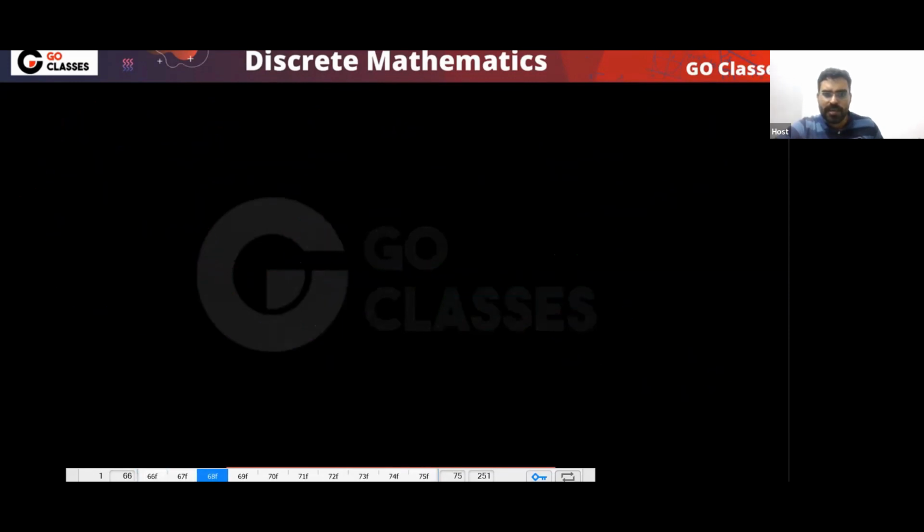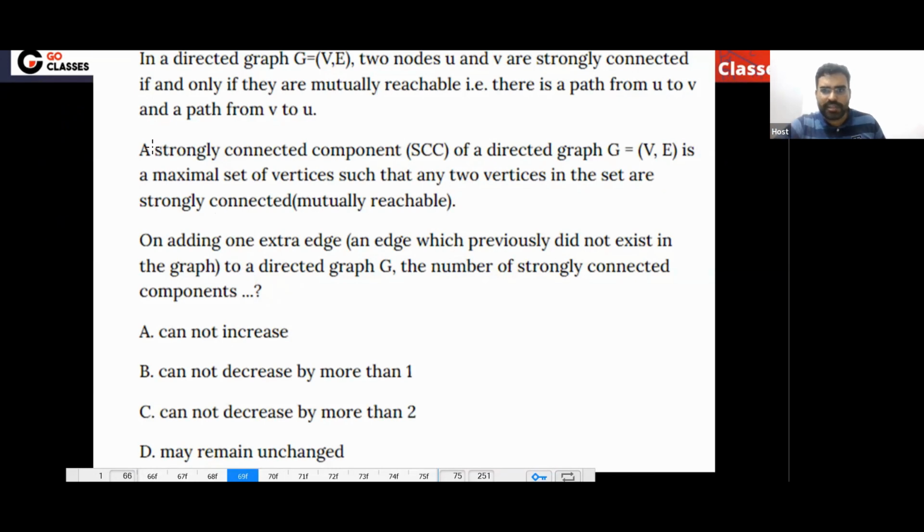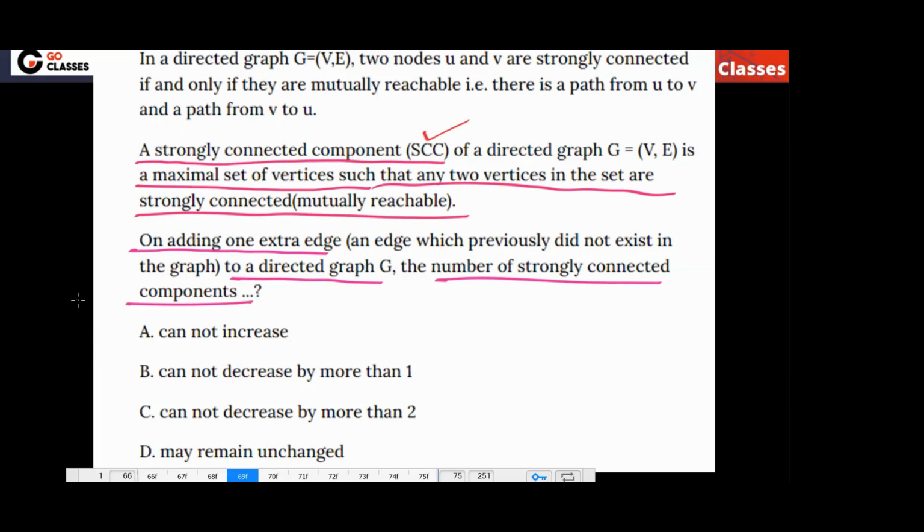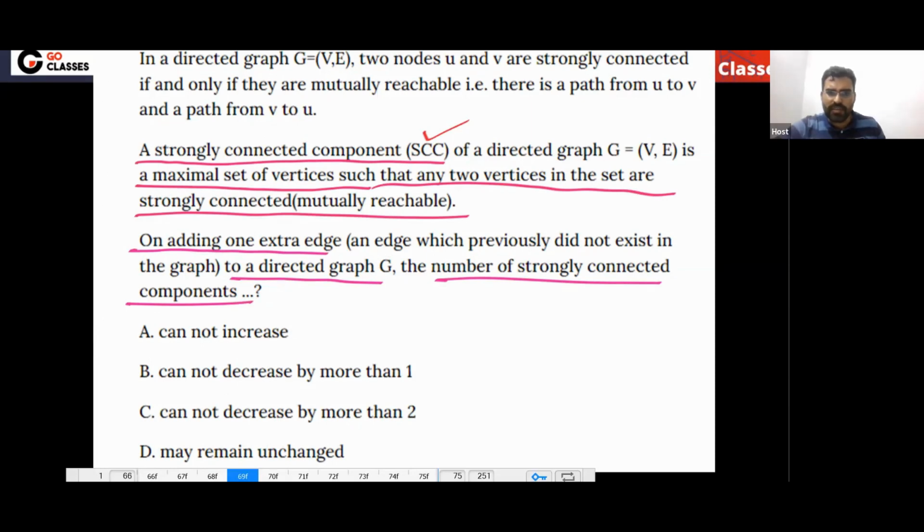Now, let me ask the same question for strongly connected components. You know the definition: a strongly connected component is a maximal set of vertices such that any two vertices are strongly connected, mutually reachable. Now the question is: on adding one extra edge, an edge which did not exist previously, to a directed graph, can the number of strongly connected components increase? It cannot increase. Very simple concept.